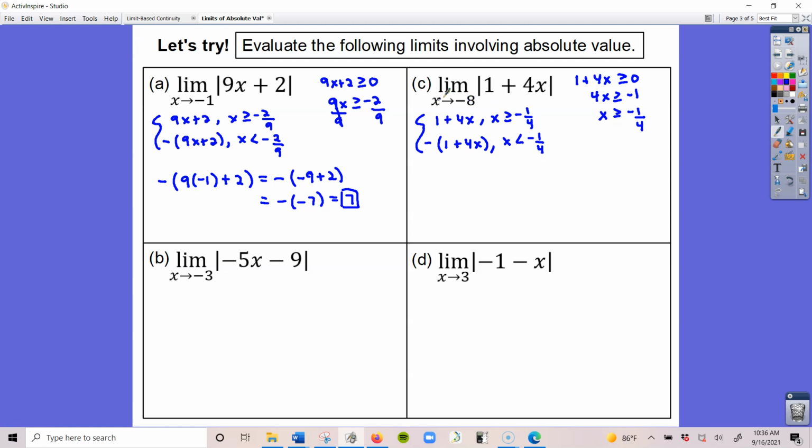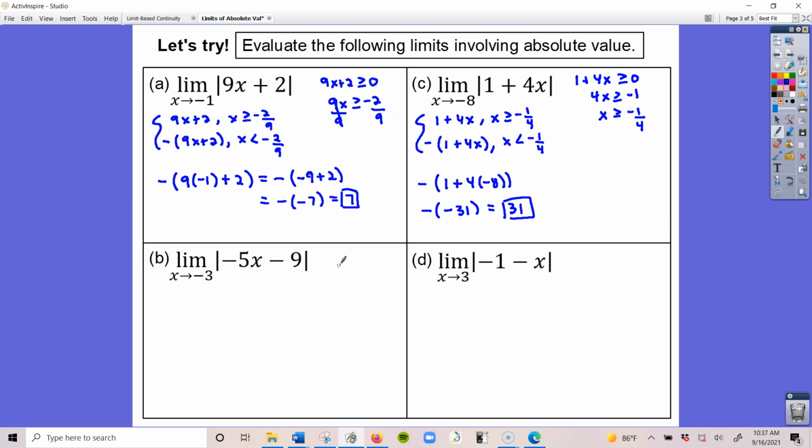So we're evaluating the limit as x is approaching -8, which is less than -1/4. So we're going to use this bottom piece here. So -1 minus 4 times -8. This is 32 minus 1, which is 31. And the answer is 31.